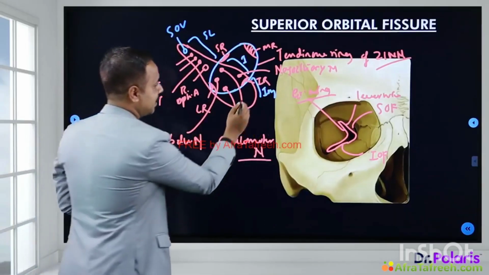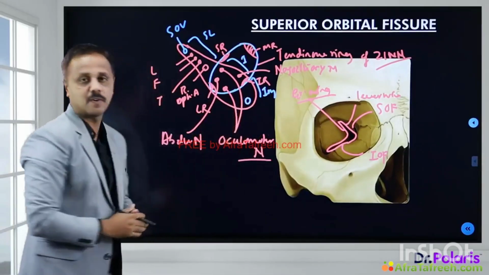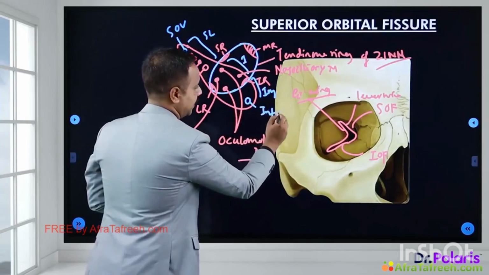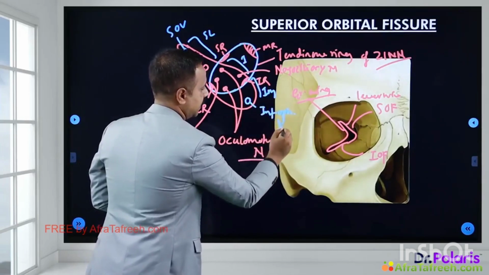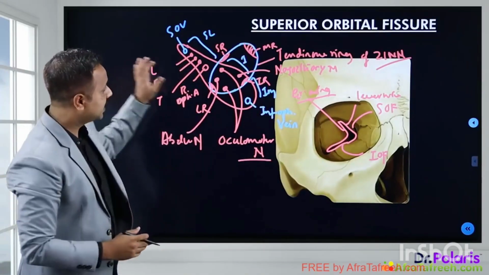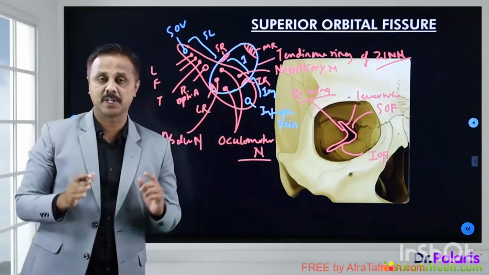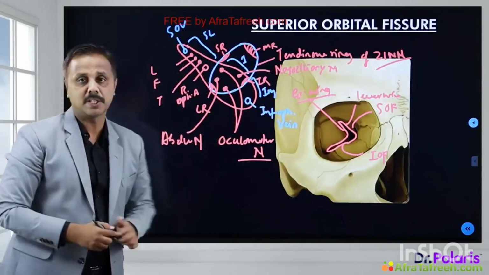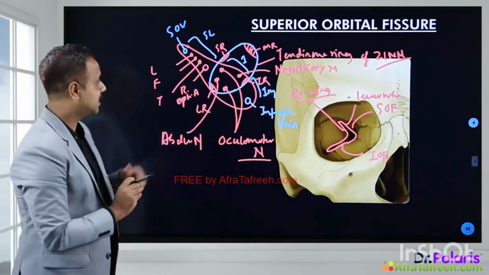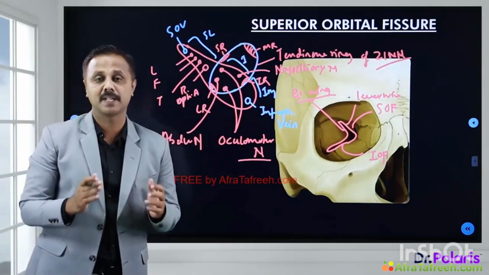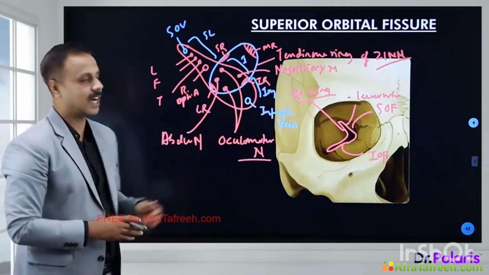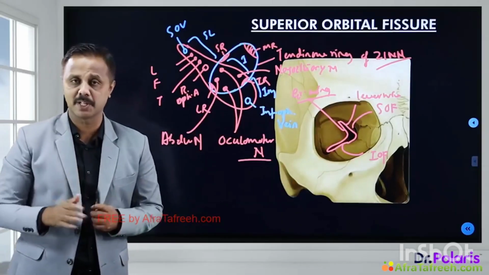Then the inferomedial compartment will allow for passage of one vein, and we call this the inferior ophthalmic vein. So this is regarding the structures passing through the superior orbital fissure. A very important topic both for your theory exam as well as entrance exam. The structures passing through each compartment have been asked plenty of times in your entrance exam. This is regarding the detailed anatomy of the superior orbital fissure.